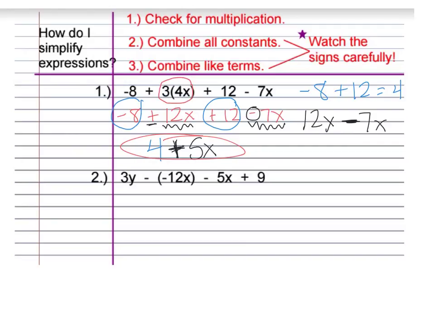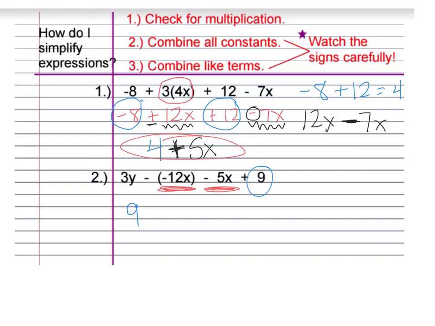Number 2, let's check for multiplication. We have 3y minus negative 12x minus 5x plus 9. So there's no multiplication to be solved there, so let's move on and combine our constants. I have a 9, and then I have no other numbers that are by themselves, so 9 will be part of our final answer. Step 3 says combine your like terms. So let's look. I have a term with an x here and a term with an x here. Now, let's look in front of the 12x. There's a negative sign, and there's also a minus sign.